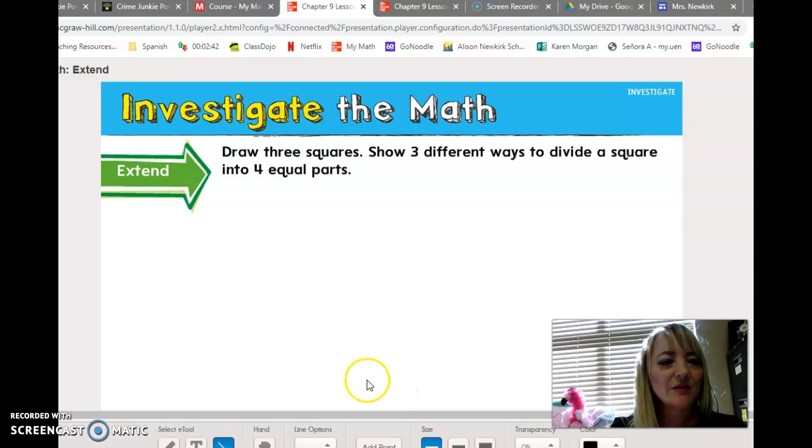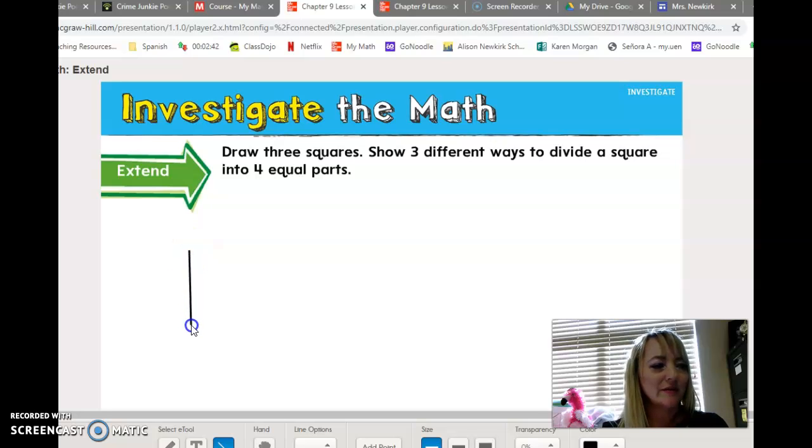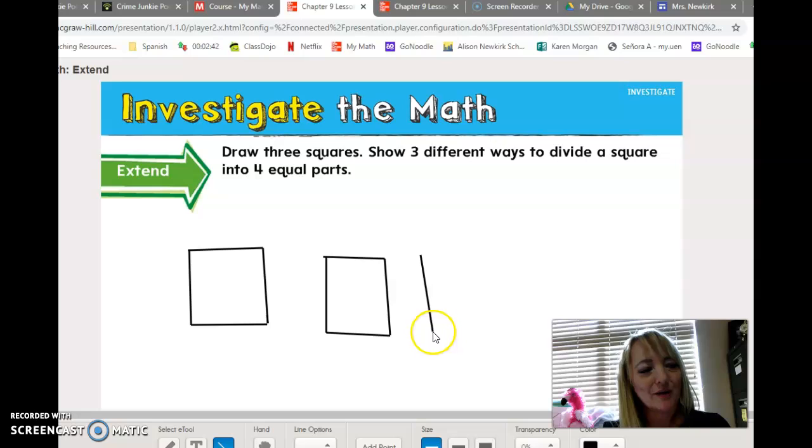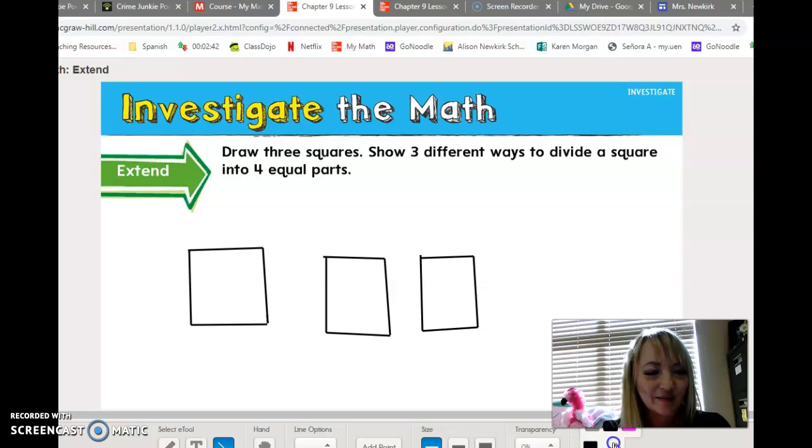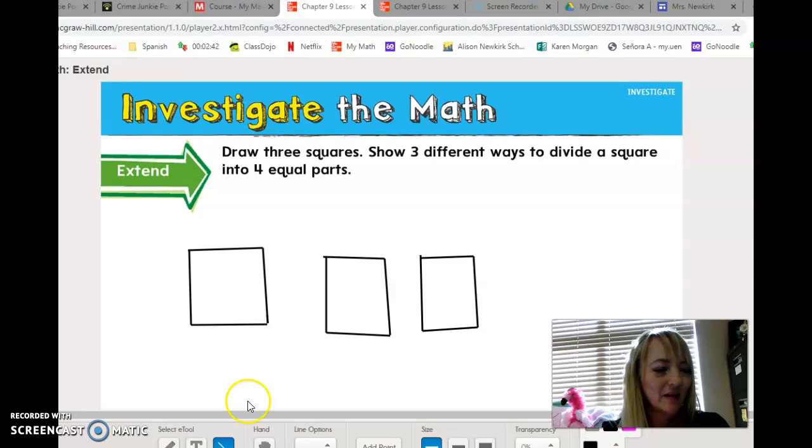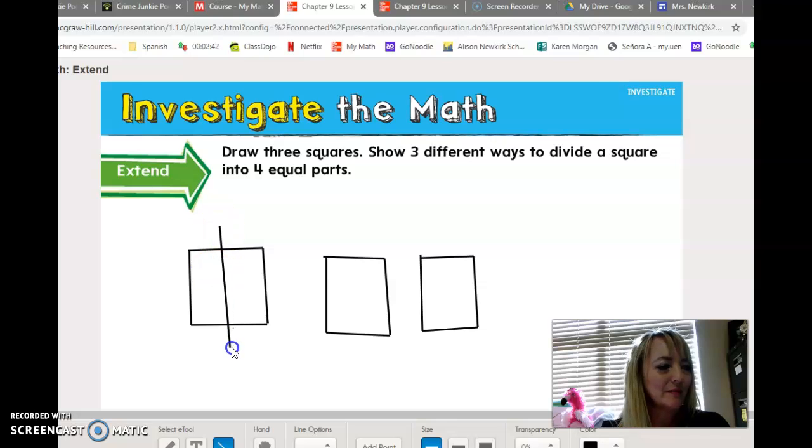Okay, draw 3 squares and show 3 different ways to divide a square into 4 equal parts. So we have 3 squares. Not exactly a perfect square. I tried. Sometimes it'll let me have a shape maker, but I'm just getting a straight line here. Oh, that's a really terrible square. They're all not great, but you get the idea, hopefully. Okay, let me see if I can switch up the color. And now we'll go to, nope, still the same color.